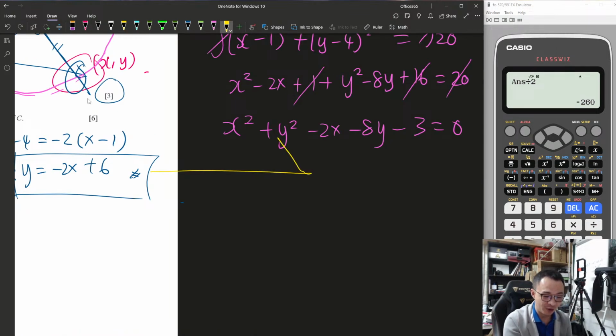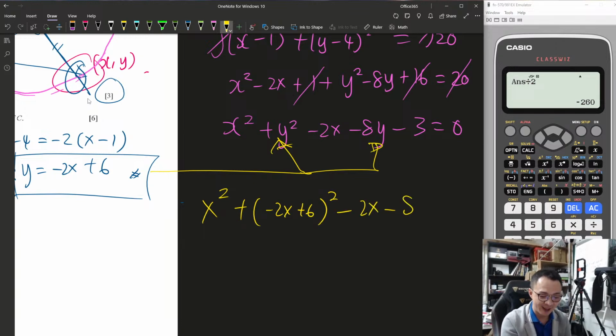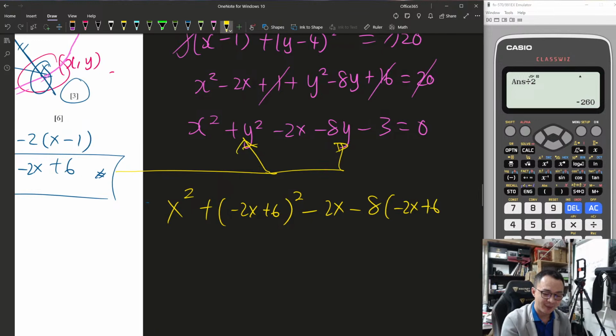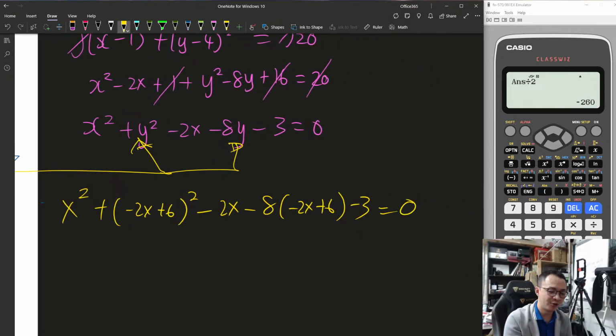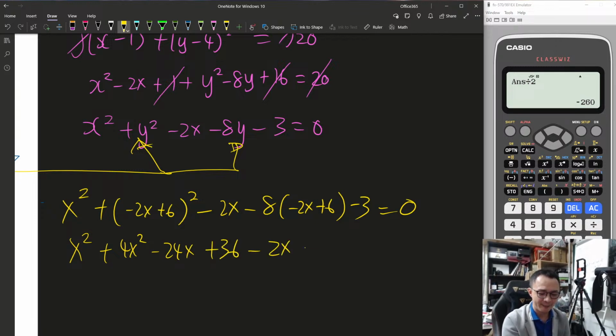So I'm going to plug the equation of BC into all my y here. Therefore, x squared plus (negative 2x plus 6) squared minus 2x minus 8 times (negative 2x plus 6) minus 3 equals 0. So I substitute the equation of BC into my equation of locus. Basically this is just the distance formula. If some students hear the word locus they panic, right? But this is basically just the distance formula. So I will solve this one. This is 4x squared minus 24x plus 36, minus 2x plus 16x minus 48 minus 3 equals 0.